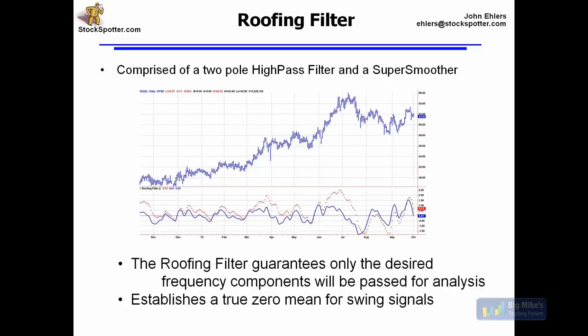Notice that we've removed that offset and we have established a nominally zero mean in the oscillator. And furthermore, note that the zero crossings have generally moved to the left. That is, we've taken out a lot of the lag that's induced by the longer cycle components.